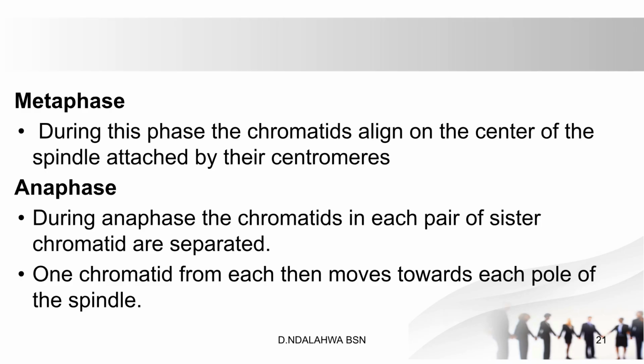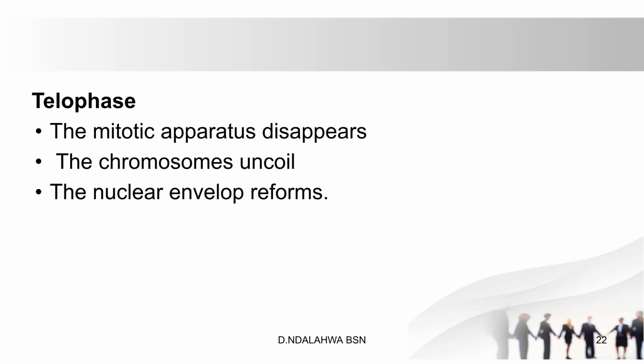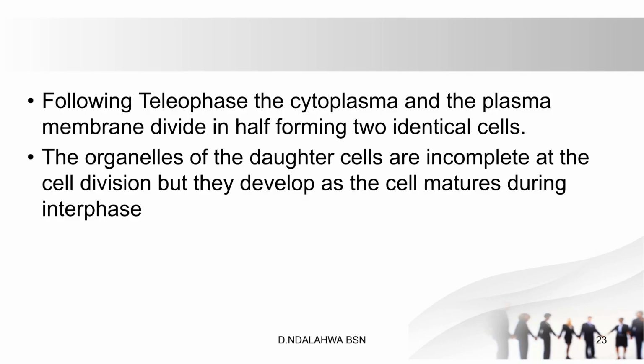During anaphase, sister chromatids separate, and one chromatid from each pair moves toward opposite poles. Telophase is the final stage, where the mitotic apparatus disappears, the chromosomes uncoil, and the nuclear envelope reforms. Following telophase, the cytoplasm and plasma membrane divide, forming two identical cells. Organelles develop as the cell matures during interphase.